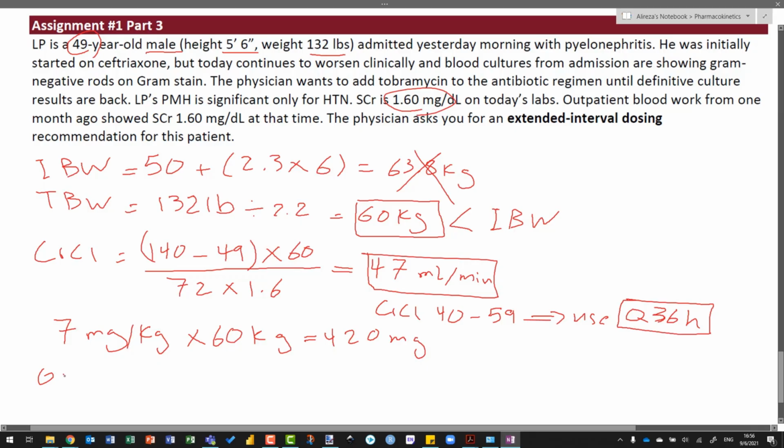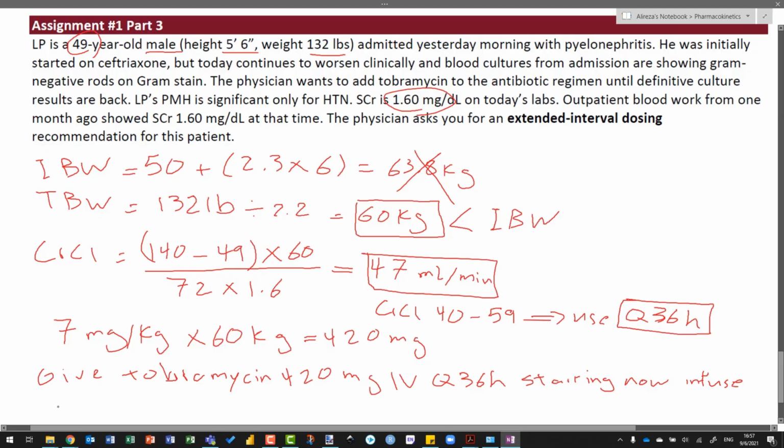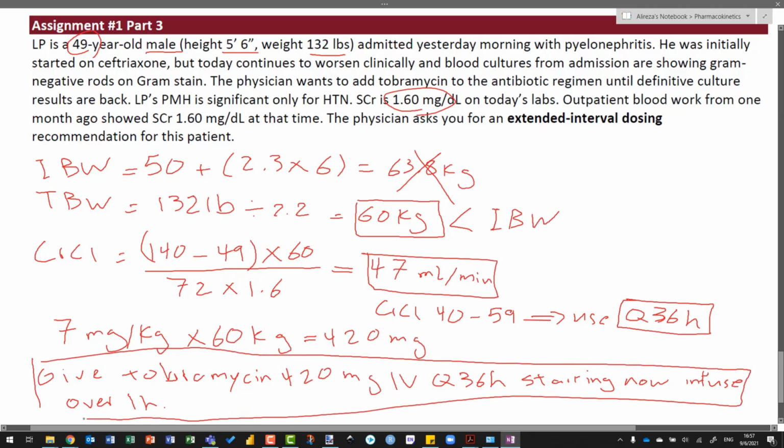So for this part, we recommend giving the patient tobramycin 420 milligrams IV every 36 hours starting now, and make sure you give the infusion time. So infuse over 1 hour, and this is the recommendation for this part.